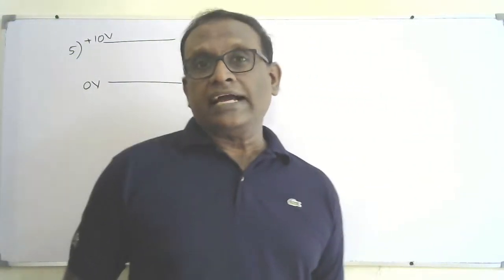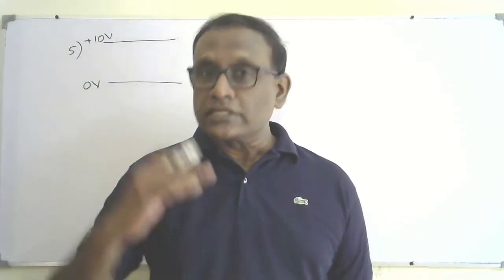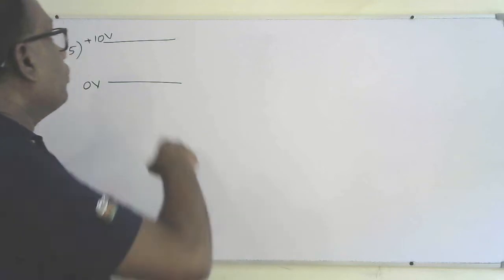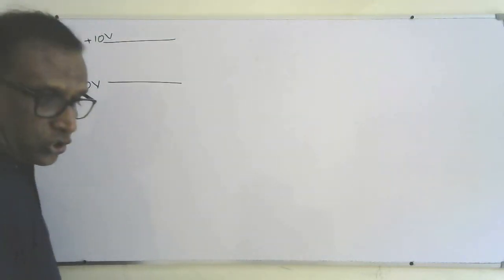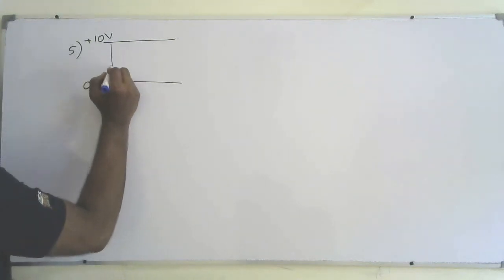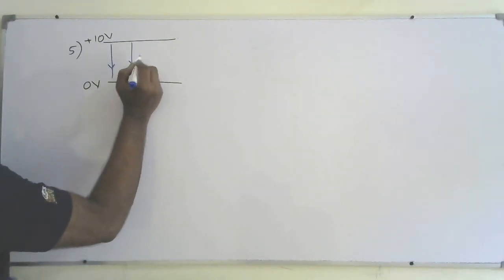So the electric field lines, you know, always go from the positive plate to the negative plate. So the direction of the electric field lines will be downwards. We know that it's going to produce a uniform electric field in the downward direction.